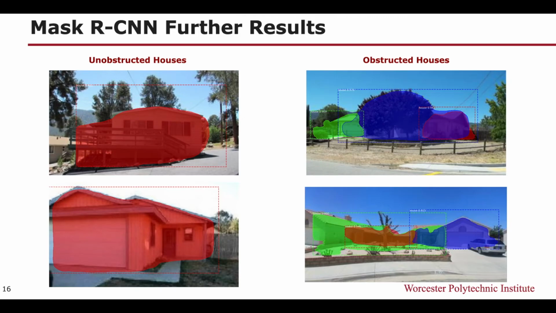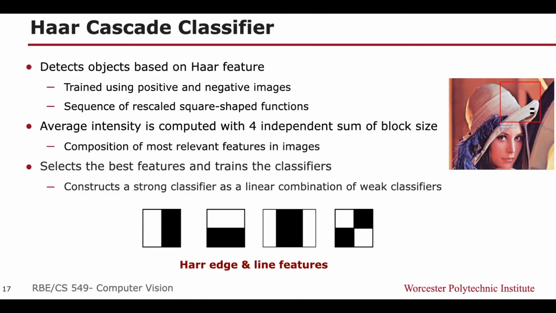Next slide, please. Haar cascade is another machine learning based approach used for object detection. It is based on a cascade function which is trained using positive and negative images. The positive images include images of the house which contain relevant features. Haar cascade is a sequence of a scaled square shape function which essentially follows the same principle as a convolution kernel. These features are computed using edge, line, and rectangular features as in the figure described below.